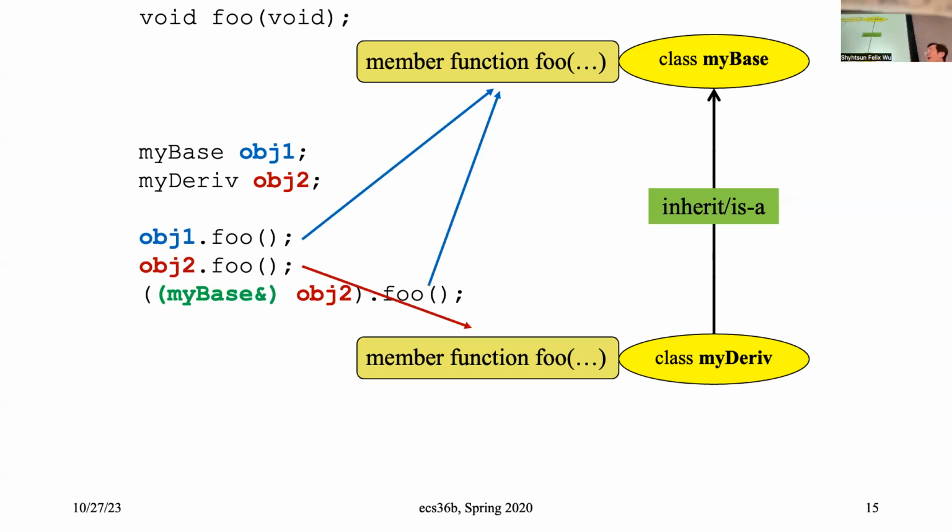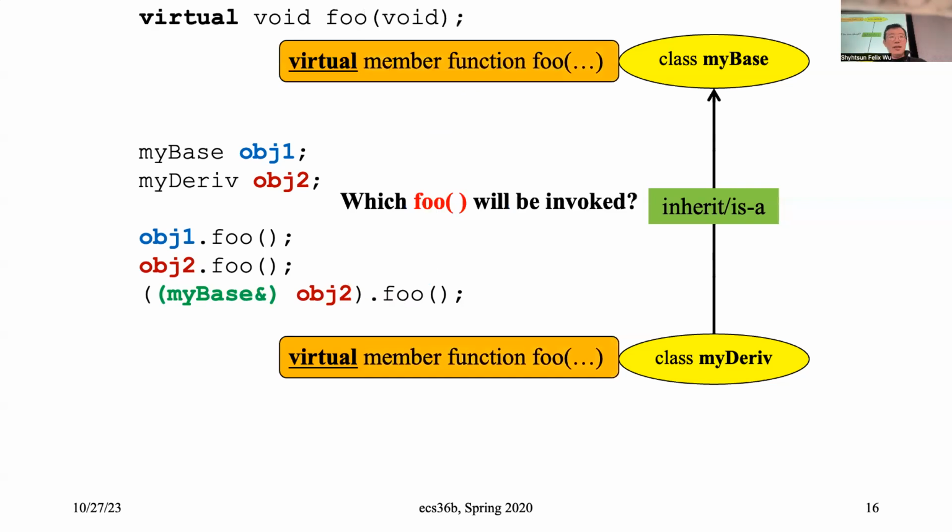So this is the way it works. The first and the third will go to the base, and the second will go to the derive, if this is a non-virtual function. Okay, now let's do the same thing with virtual. It is exactly the same piece of program, except I add this virtual keyword. So let's take a look.